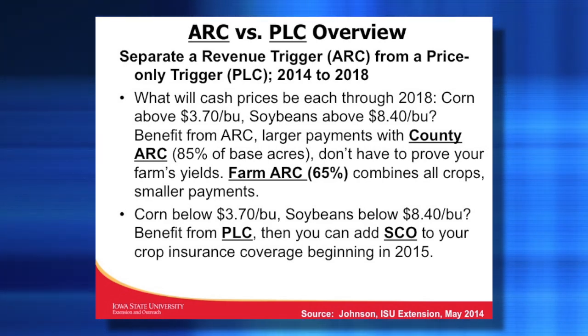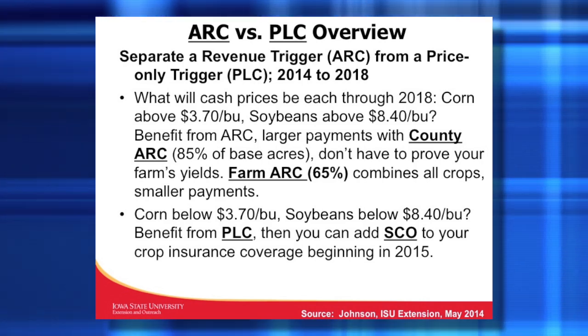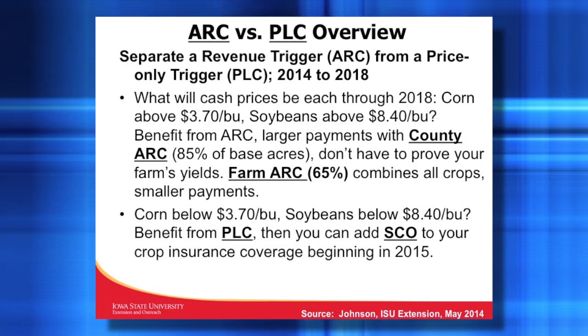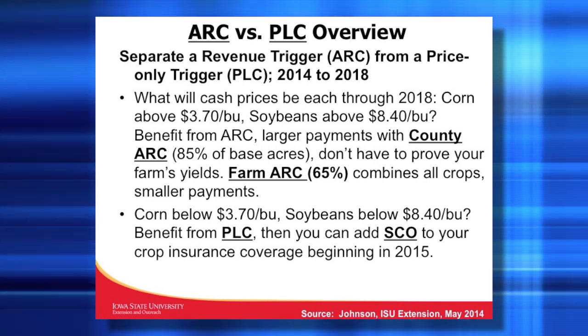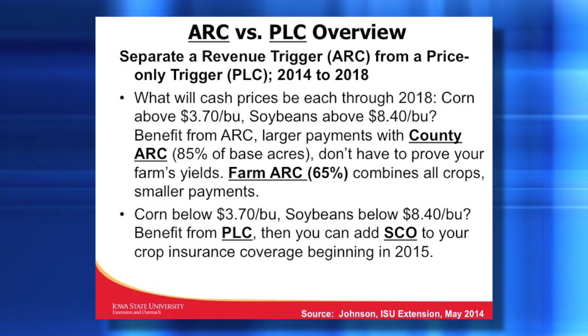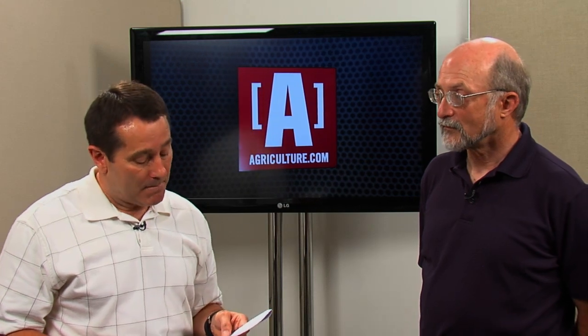There's another interacting factor. It's the SCO product. People might go ahead and go to the PLC program at the Farm Service Agency just so they can buy SCO, especially if they're not buying the 80 or 85% level of coverage. Or think about the base acres. Maybe they're planting a lot more acres on a farm, that then they have base acres that'll be reflected in an ARC or PLC program.